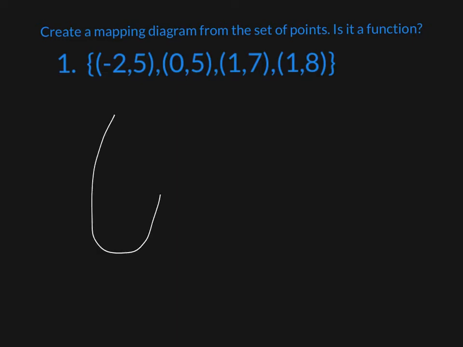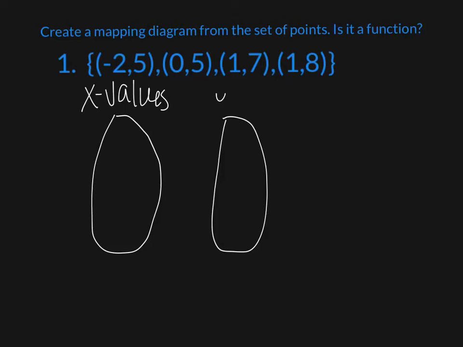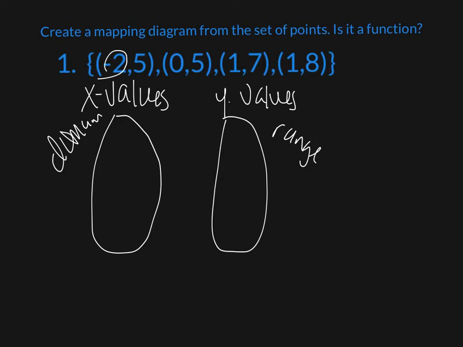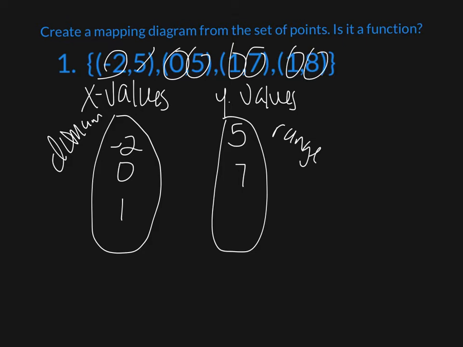So our first oval, remember, is your x values. The second one's going to be your y values. Remember, x is your domain and y is your range. So I have -2 as my x, 0, 1, and I have another 1, so I'm not going to repeat. And then my y values, I have a 5, I already have that, a 7, and an 8.